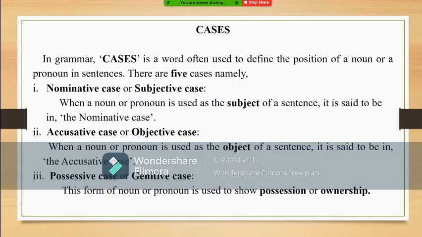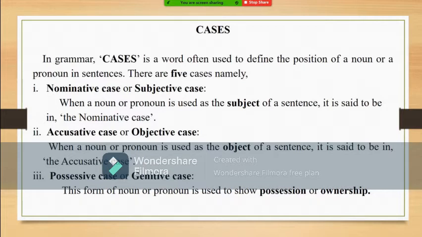Cases. In grammar, cases is a word often used to define the position of a noun or a pronoun in sentences. There are 5 cases. First one is nominative case or subjective case. When a noun or a pronoun is used as the subject of a sentence, it is said to be in nominative case. Second, accusative case or objective case. When a noun or pronoun is used as the object of a sentence, it is said to be in the accusative case. Third one is possessive case or genitive case.